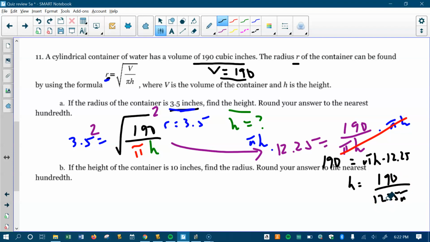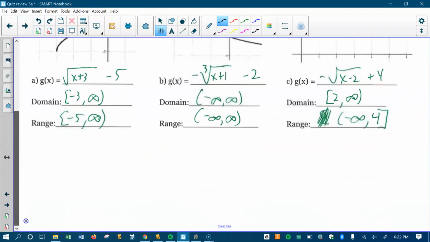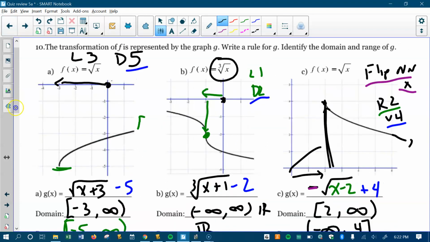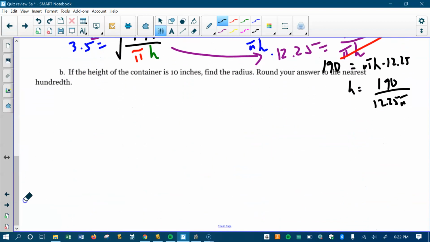Okay, so that's my answer. The decimal value is 4.94 inches. So if you type this in your calculator, make sure you put parentheses on the denominator. So on your calculator, you should have parentheses here, and I believe I just said 4.94 inches.